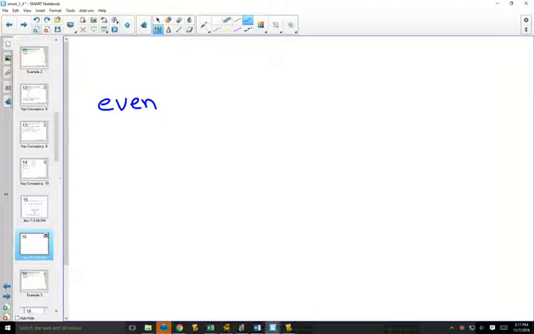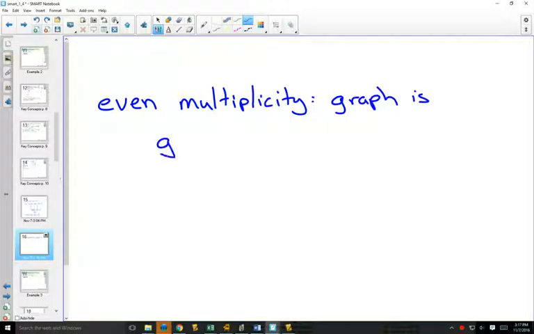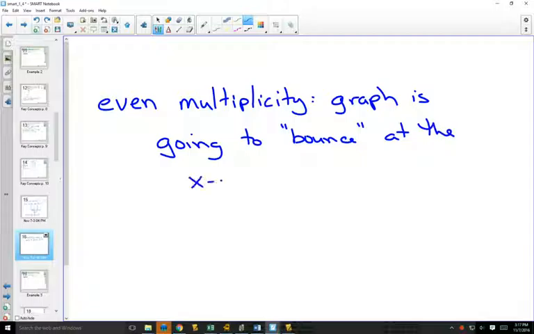So whenever a factor happens either twice or 4 times or 6 times, whenever that power of that factor is an even number, we say that it has an even multiplicity. And whenever we have a graph with an even multiplicity, what's going to happen is the graph is going to bounce at the x-intercept. So just like ours touched the x-intercept and went back down, it won't go through at that x-intercept, but will bounce off at that x-intercept.